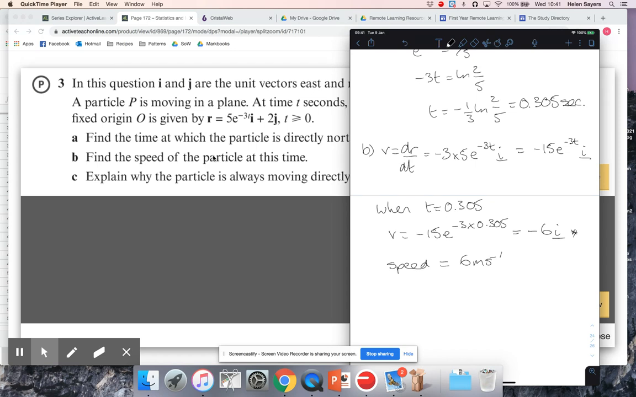So its velocity is minus 6 meters per second in the I direction, so minus 6 meters per second to the left. But the speed is just the magnitude of that, and that would be worth a mark on the end. So always notice if they ask for speed rather than velocity.